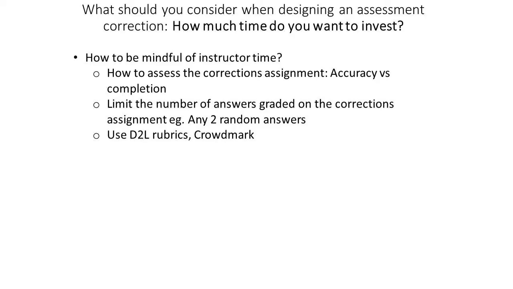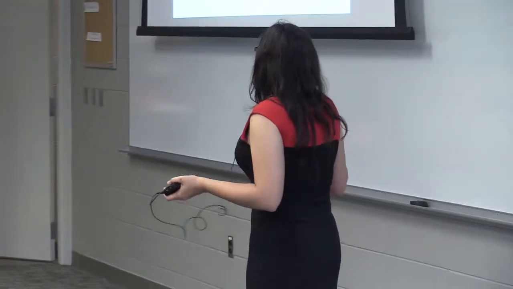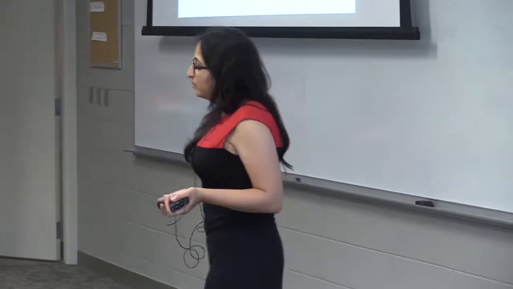And then you can limit the number of answers that they get to correct. That is also something we've tried. So you get to correct up to 5 points worth, and then you're only grading that. So there's a bunch of different ways that you could customize these assignments. Also, you could use D2L rubrics or CrowdMark to grade your stuff.